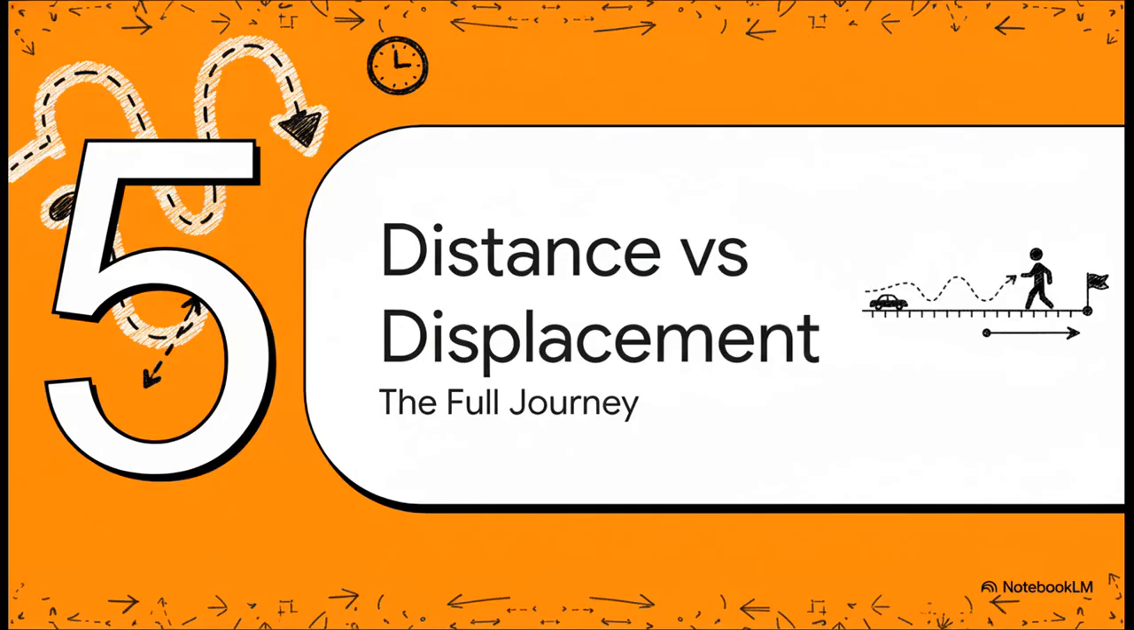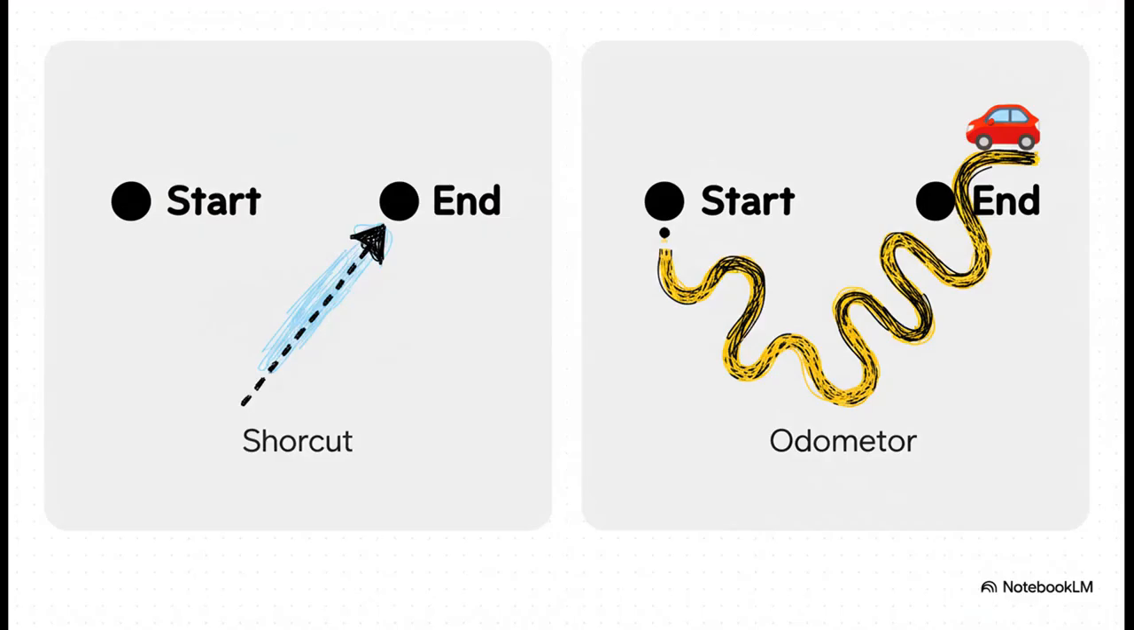So cool. This whole thing leads us right into a really fundamental concept in kinematics, one that this problem illustrates perfectly. And that's the all-important difference between distance and displacement. So, remember, displacement is the shortcut. It's just where did you end up compared to where you started. But distance, that's the total path you traveled. It's like the odometer on your car.